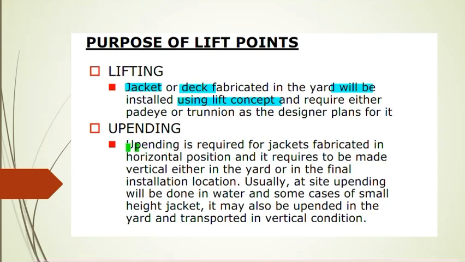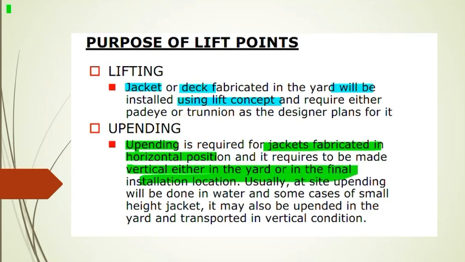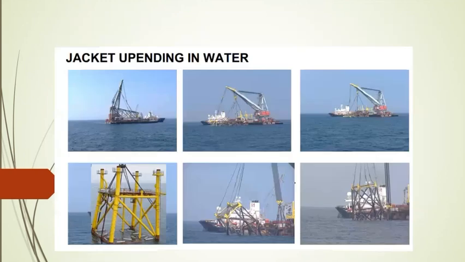Upending. Upending is required for jackets fabricated in a horizontal position, and then it is required to be made vertical either in the yard or at the final installation location. Usually at the site, upending will be done in water, and in some cases of small height jackets, it may also be upended in the yard or transported in vertical condition. I'll show it here with an example.